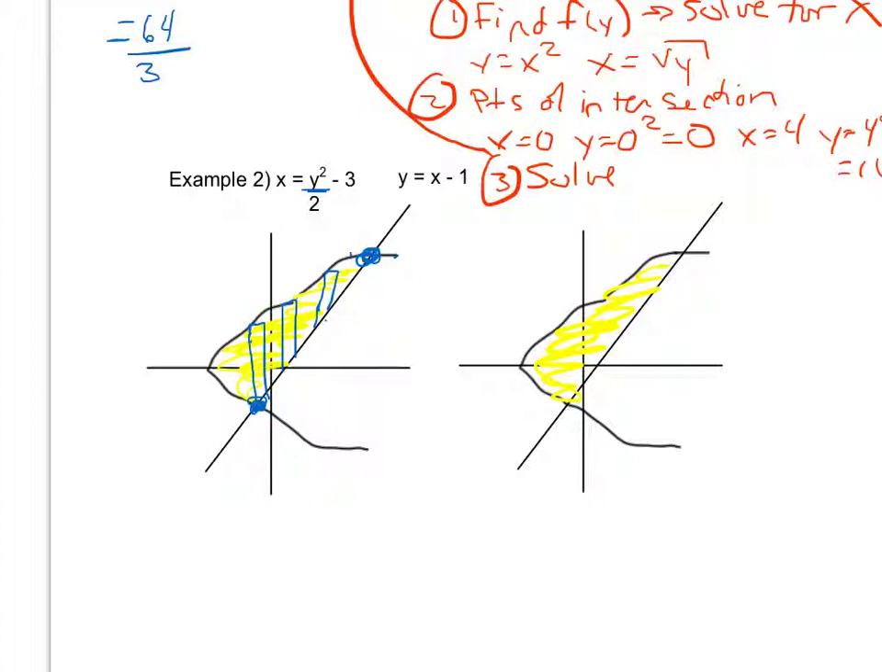But in terms of finding top curve minus bottom curve, I run into an issue right here, because all of a sudden my bottom curve is no longer part of that x minus 1. So if I wanted to use vertical rectangles, the issue I run into when I do top minus bottom is that my bottom changes.